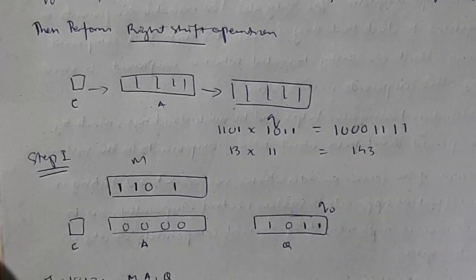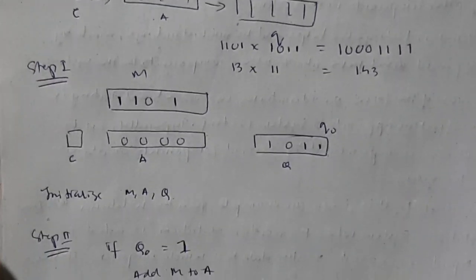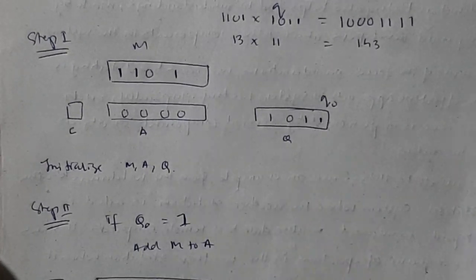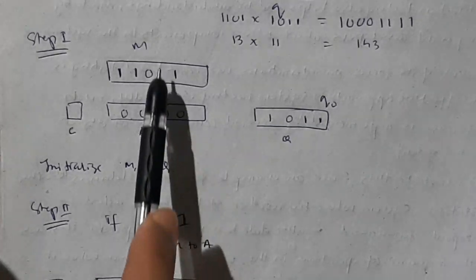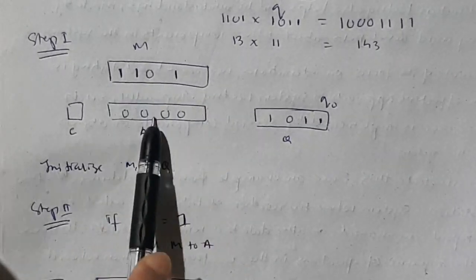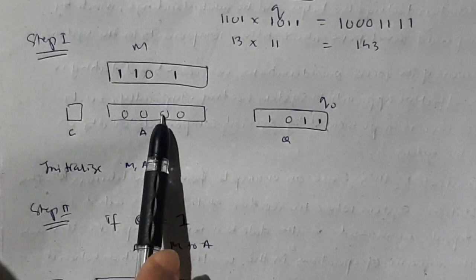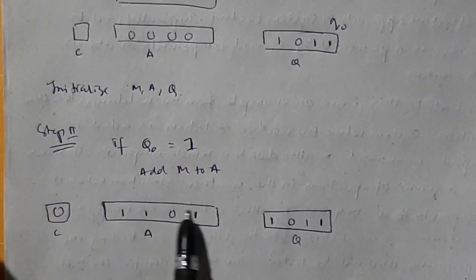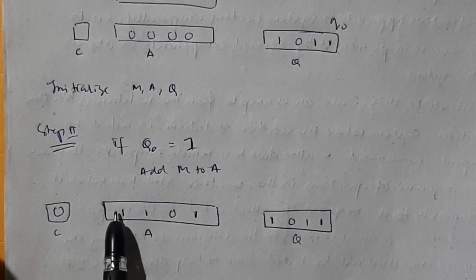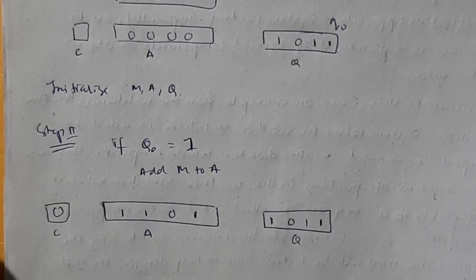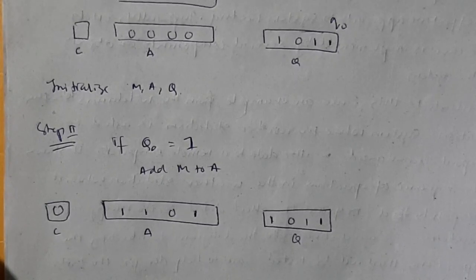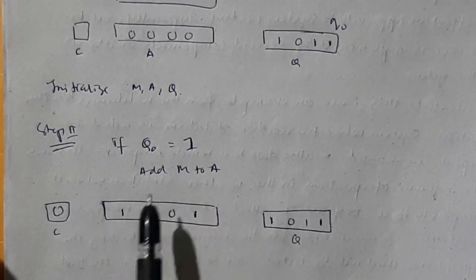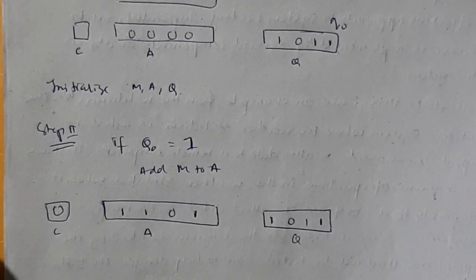That's your first step. Now in step 2, if q naught is 1, you need to add m to a. Now m is this one, right? You have to add m to this, meaning a equals a plus m. If you add this here, a is 1101, since a was 0, whatever the value of m is will come here. So that's your step 2. If q naught is 1, then you need to add. If q naught is 0, you need not add, you just copy the previous one and go ahead.